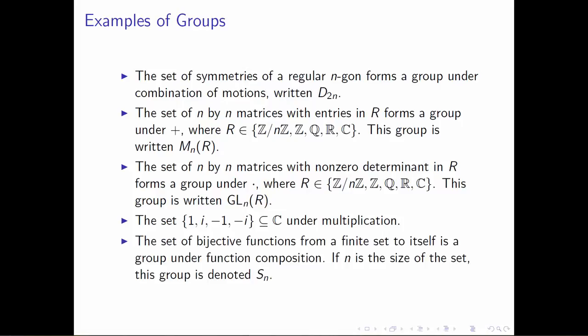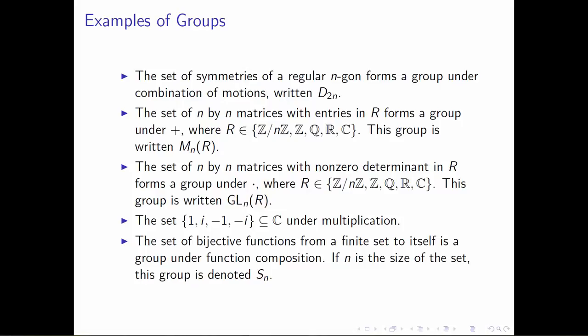I suppose not last. Not last and not least, now last but not least, is if you take the set of bijective functions from a finite set to itself. By bijective, in case you're unfamiliar, I mean the set of functions that are both one-to-one and onto. I use the word bijective for that. So the set of bijective functions from a finite set to itself is a group where your operation is function composition.